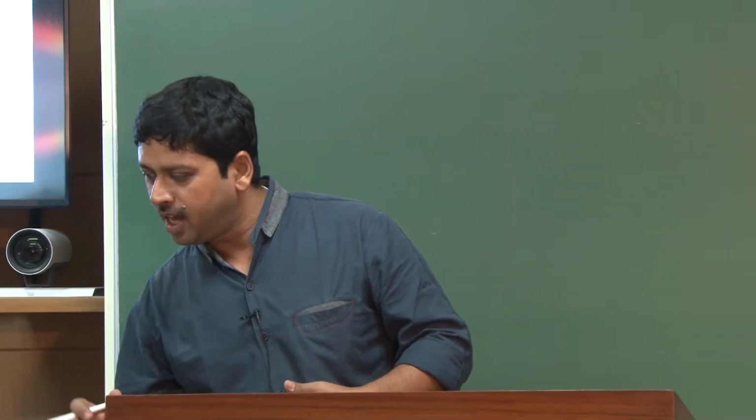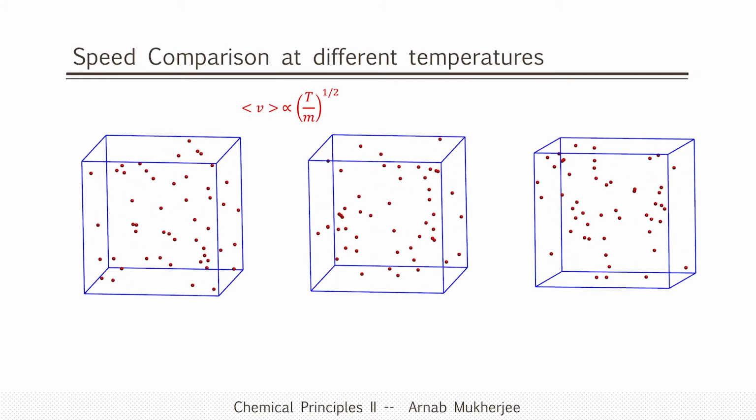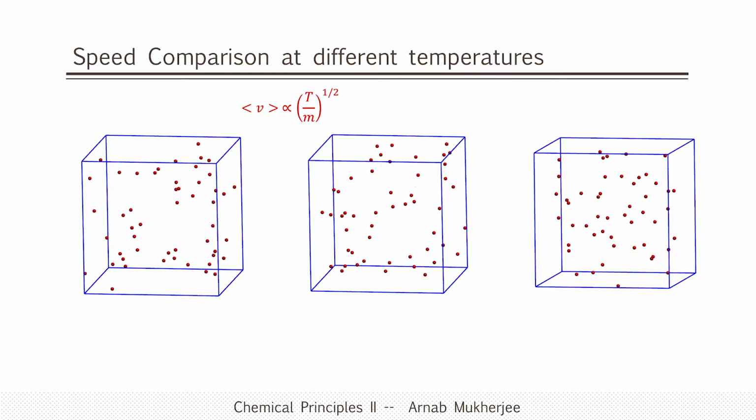There is a change in the speed of the particles, although it may not be very apparent looking at this. However, if you just compare the lower and the higher one, then you can see that there is a big difference. That indicates that if you actually calculate the velocity of the individual particles, all of them will not have the same velocity.